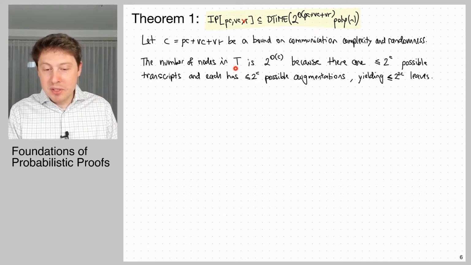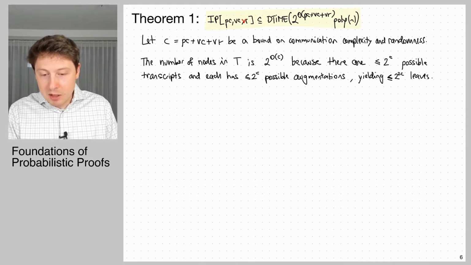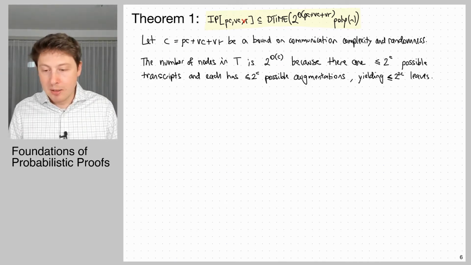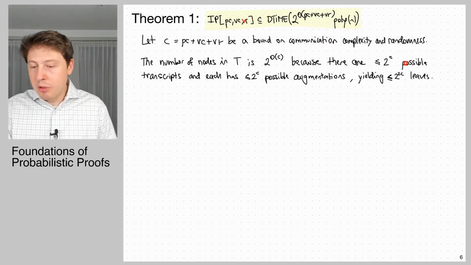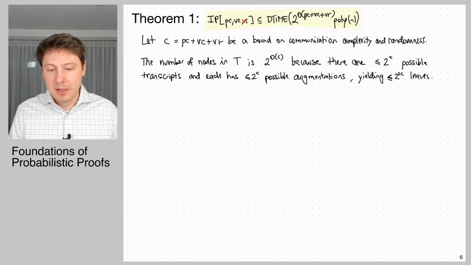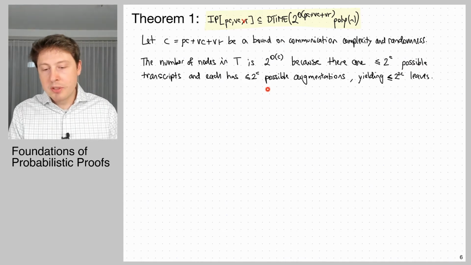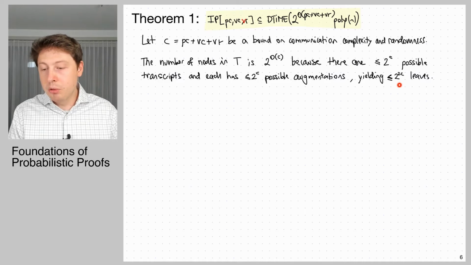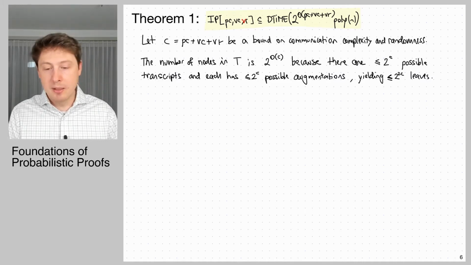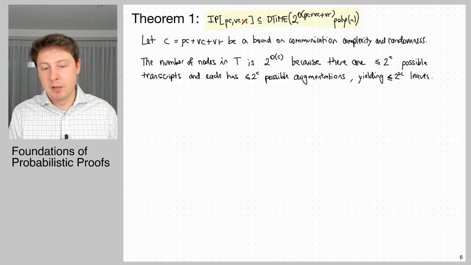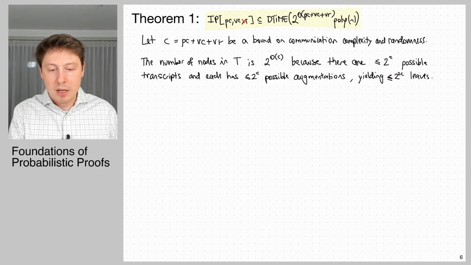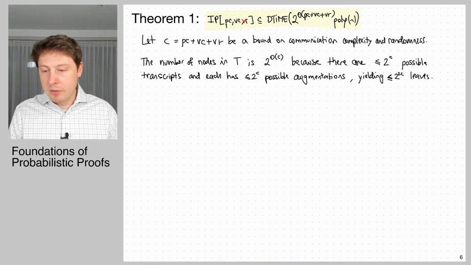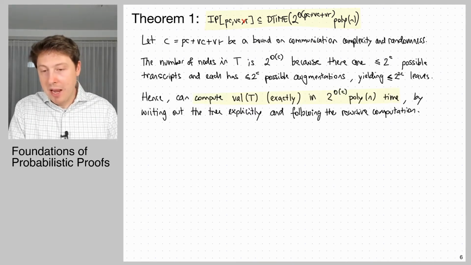The number of nodes in the tree is at most 2 to the big O of C, where C is this quantity. Why? Well, there's at most 2 to the C possible transcripts, and each has at most 2 to the C possible augmentations. So we have at most 2 to the 2 times C leaves. And I'm being even sloppy here because I could even just write 2 to the PC plus VC plus VR. Okay? So we have time for that.